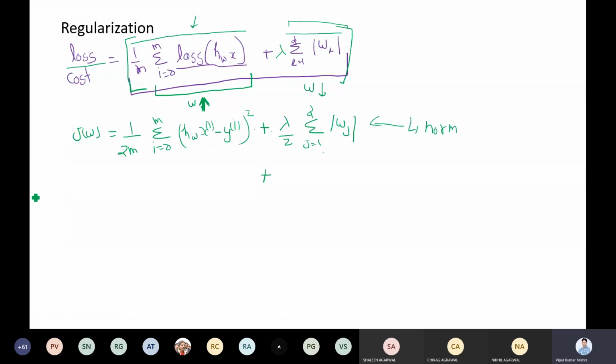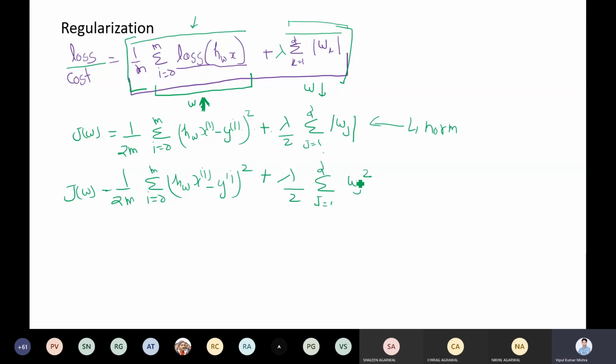Now if you say L2 norm, what will happen? The cost function J(w) will be 1 upon 2m summation i equal to 0 to m, h_w(x^(i)) minus y^(i) square. So this will remain the same, only the second part changes here. This is summation j equal to 1 to d, and then w_j square will be there. This becomes your L2 norm. So either you use the mod value or you use the L2 norm, right? So these two things are there.